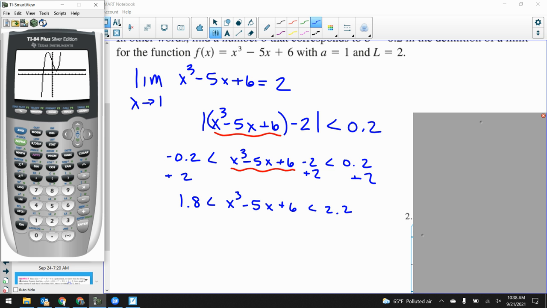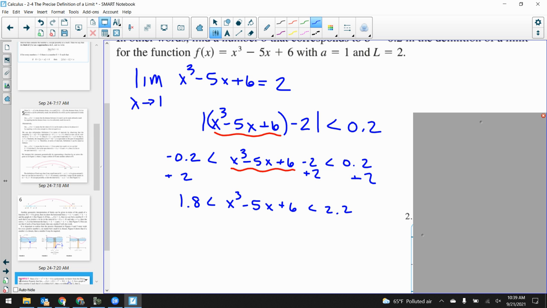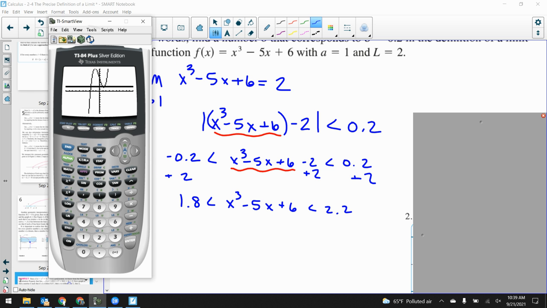Come on now. My calculator's even like, dude, this is too much for today. Look at that. My computer didn't freeze, just my calculator froze.